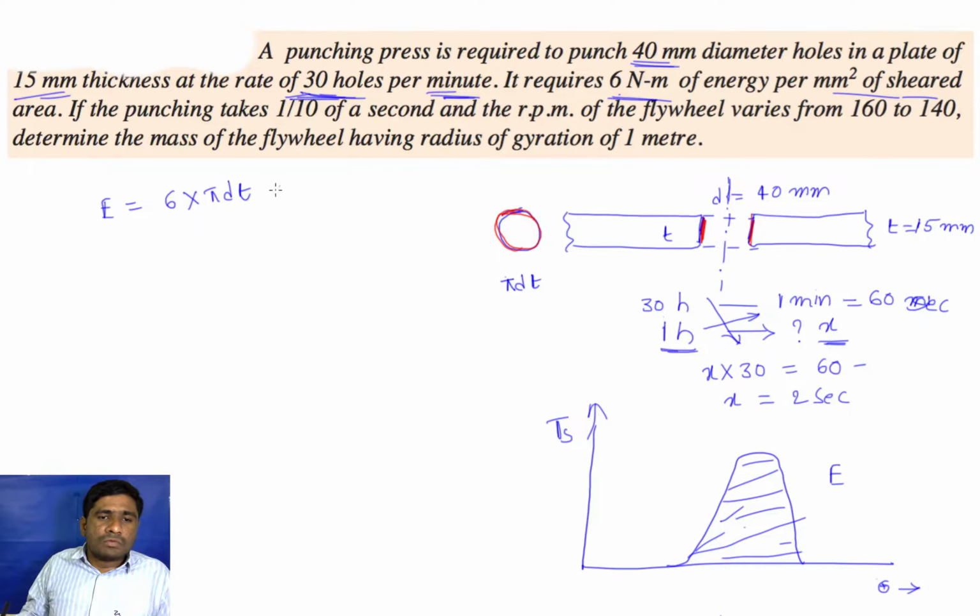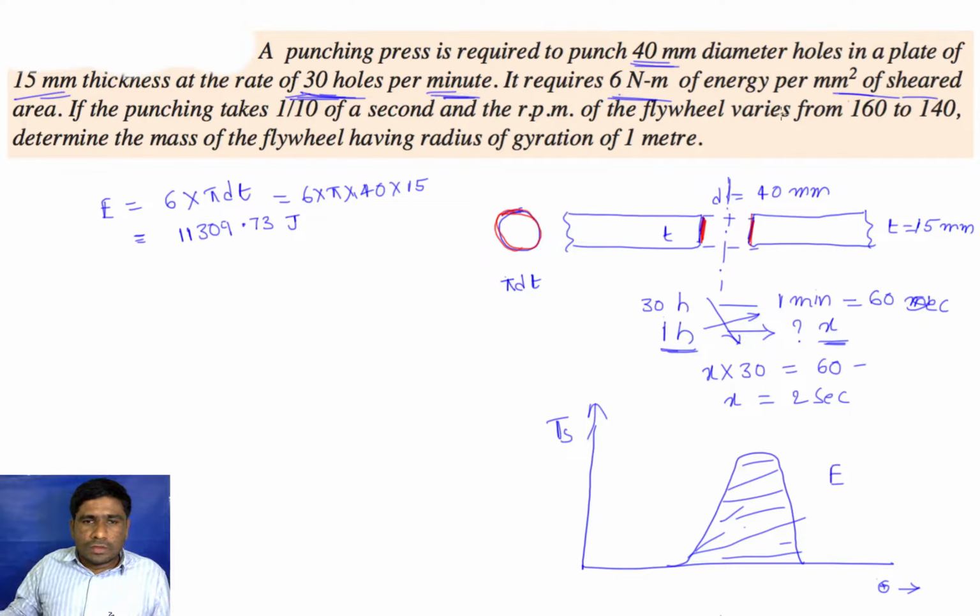So if you substitute these values, 6 into pi into 40 into 15, no need to convert this one. Why? Because he has given per mm square, so we will keep the diameter and thickness in mm itself. So it becomes 11309.73 joules. So this much energy, this whole area, is the energy required to make a punch.